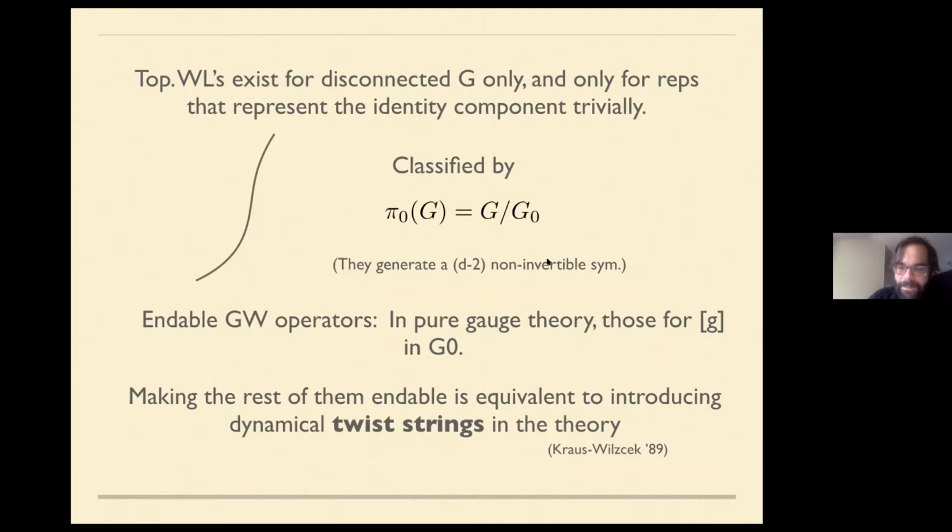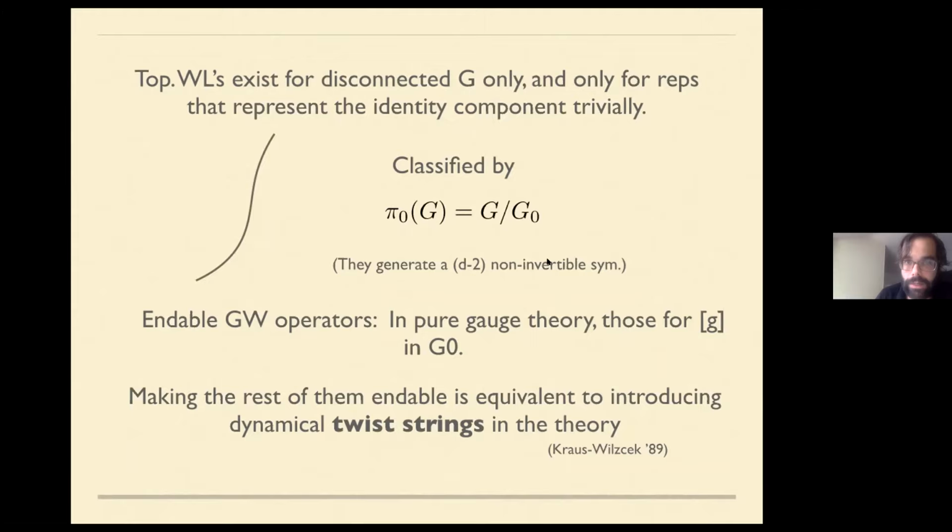Hi, can you clarify what you mean by twist here, or twist string? This is a two-dimensional operator, surface operator? Yes, very good. So the Gukov-Witten operators have codimension two. Let's think in four dimensions for concreteness, okay? So then the Gukov-Witten operators are codimension two, right? So they are operators that insert the worldvolume of a probe two-dimensional object, like a string, okay?